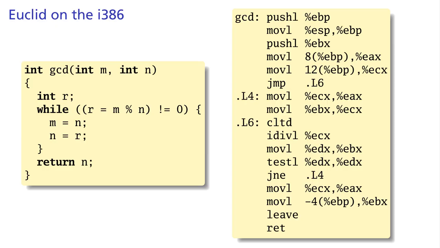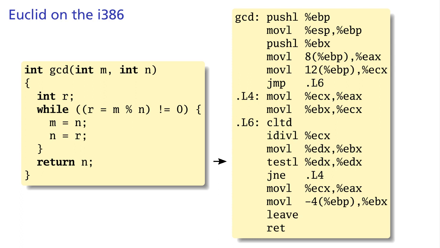Here's Euclid's algorithm in 386 assembly language. The first few instructions prepare the function for execution. First, it saves the base pointer on the stack. Then it remembers the current stack pointer as the base pointer and saves EBX on the stack. These two move instructions load the arguments m and n into registers EAX and ECX. The loop starts with CLTD and IDIVL, which together divide EAX by ECX and place the remainder in EDX, which is then saved in EBX.